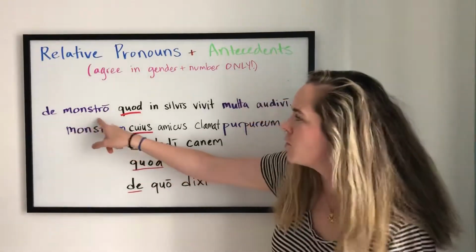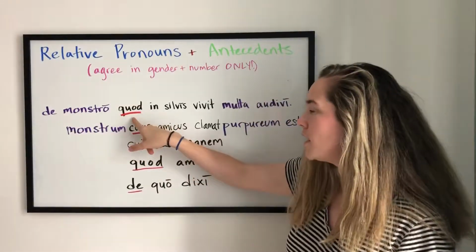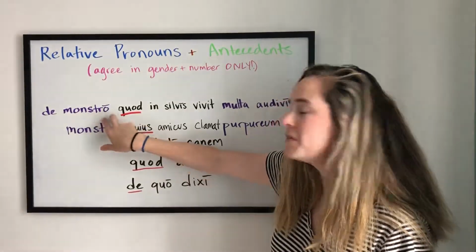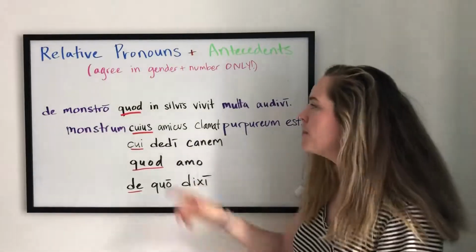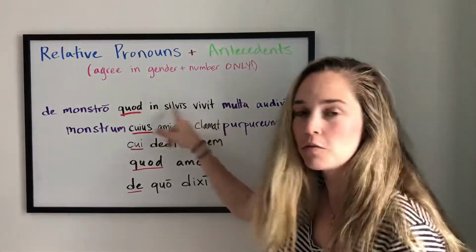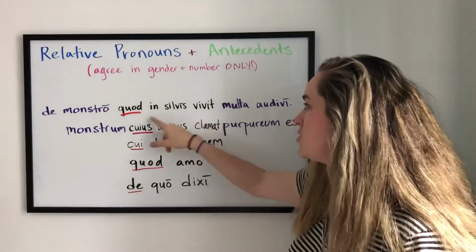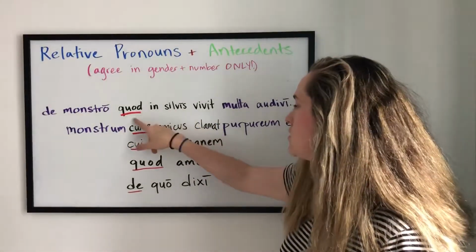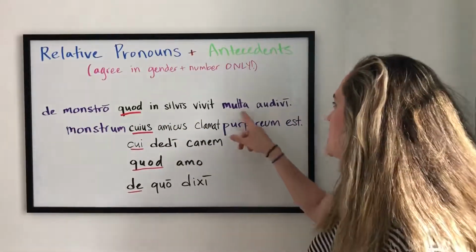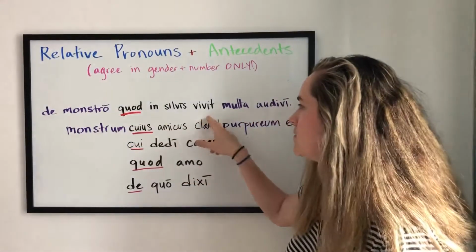However, the case of monstro here is ablative with de, about the monster. But the case of quod here is nominative. So it's agreeing with monstro in gender and number, but they're not agreeing in case. They have two different cases. And the reason quod is nominative is because in this black part, which is called the relative clause, quod is the subject. Who lives? He's doing the living. He's the subject in the woods. The monster which lives in the woods. I should say it, to be clear that it's neuter. And then this says, I heard many things. So I heard many things about the monster who lives in the woods.